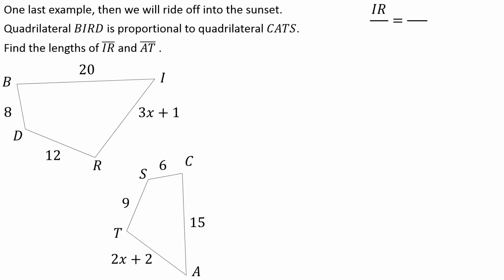Now, IR corresponds to AT, right? I was the second letter in bird. A is the second letter in cats. R is the third letter in bird. T is the third letter in cats.